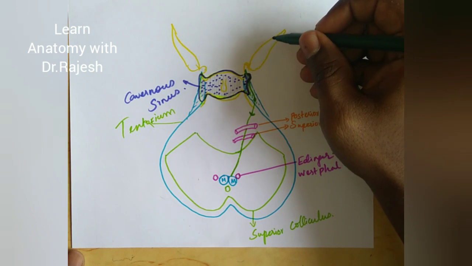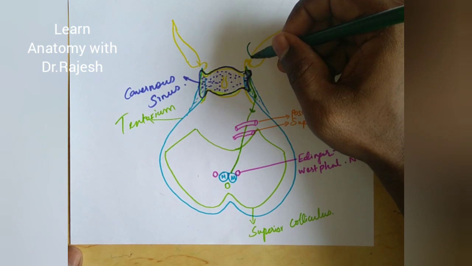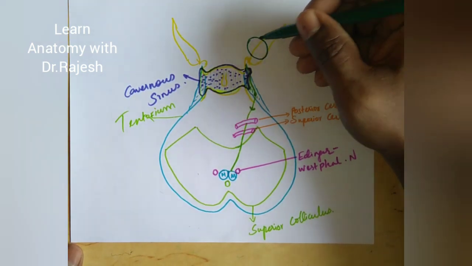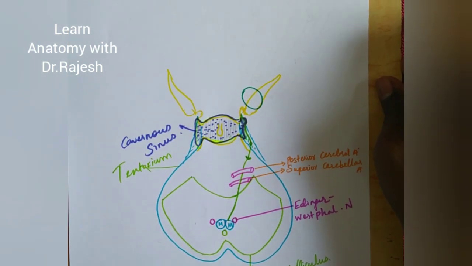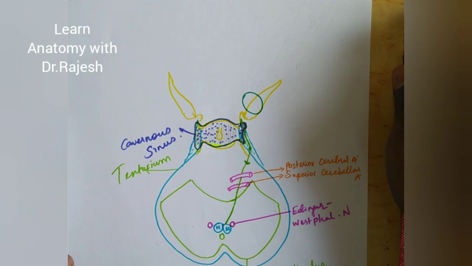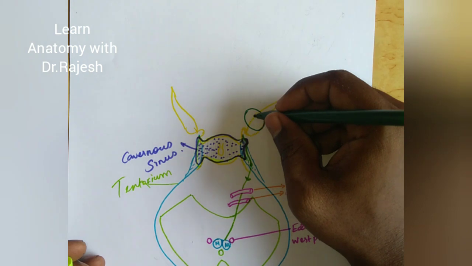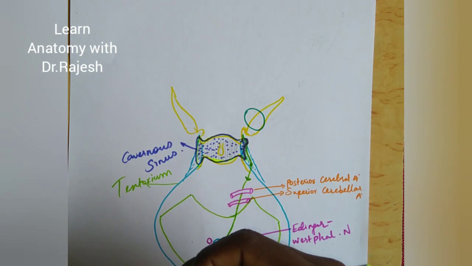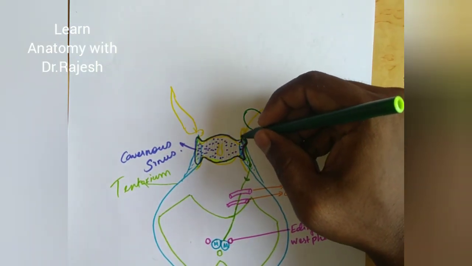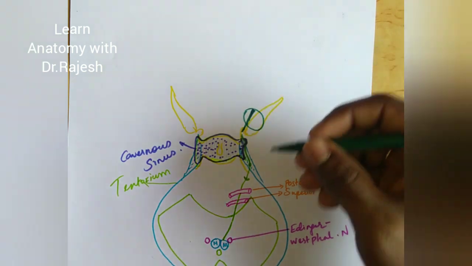Next, we need to know about some of the features of this superior orbital fissure. We can see there is a tendinous ring which is related to the superior orbital fissure, from where all the recti muscles of the eyeball will be taking origin. The tendinous ring is related to the superior orbital fissure, and there is a part medial to it. From the part medial to it, we have the optic nerve which will be emerging through that part.